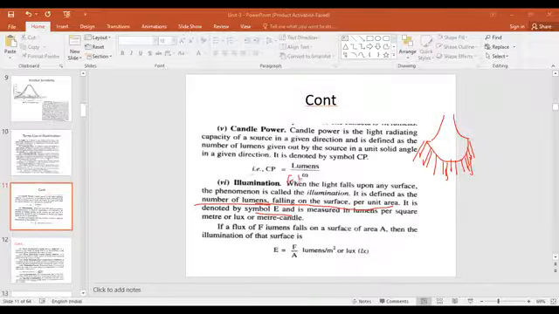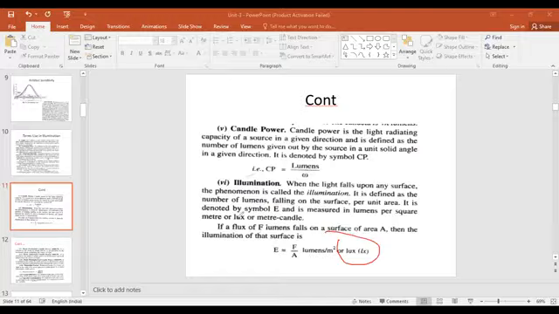What do we denote illumination by? Illumination is the number of lumen falling on the surface per unit area, that is E. And what is the unit? Lumen per area, that is lumen per meter square. Or you can say lux, the standard unit of illumination. The symbol is Lx. So the number of lumen falling on the surface per unit area is the illumination.